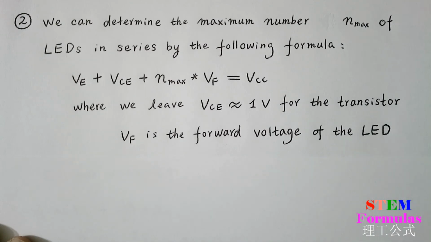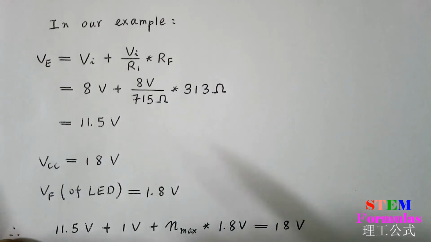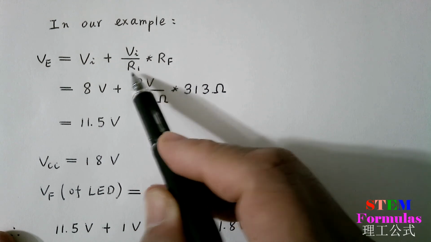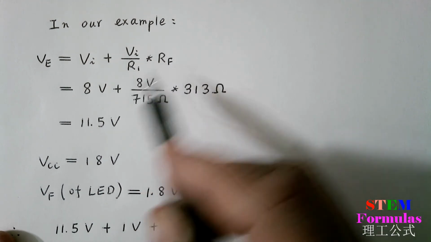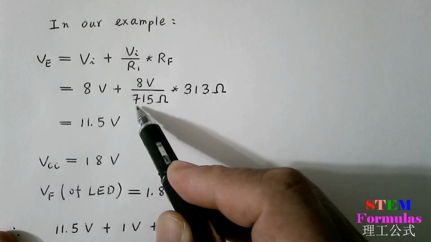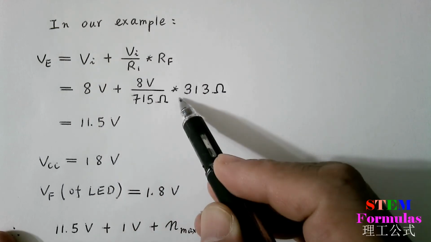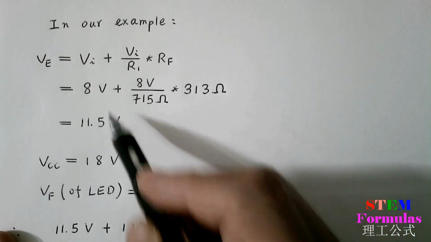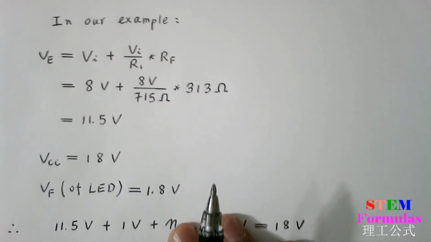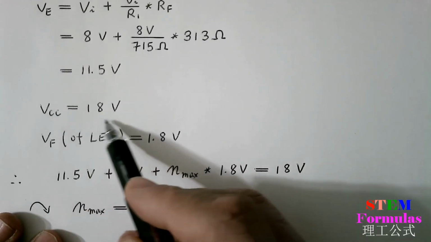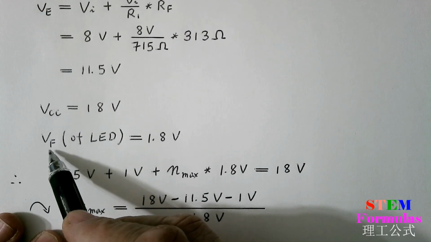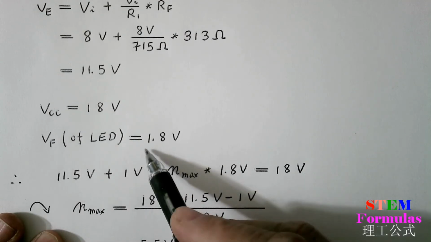In our example, we have the following. We can calculate VE equals VI plus VI divided by R1 times RF, which equals 8 volts plus 8 volts divided by 750 ohm times 330 ohm, which equals 11.5 volts. VCC we take as 18 volts. VF, the forward voltage of the LED, equals 1.8 volts.